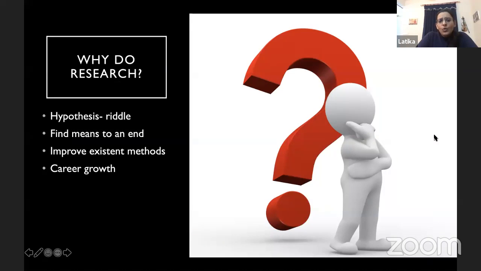And also to answer this question, we may need to boil down to the basics. Why are we conducting research? It may be because we have a hypothesis in our mind. It is a riddle which is bothering you. Okay, maybe this pathway is more operative in COVID-19 pathogenesis, or maybe that one, maybe we can target that. Or it's just a means to an end. Suppose you just want to publish papers for academic growth. Or you want to improve existing methods. So suppose there's a laboratory technique to check anti-nuclear antibodies and you want to describe a better technique, which is faster, which doesn't require so much expertise, or there's an ELISA kit which you have available in India, which you want to test, or for career growth.